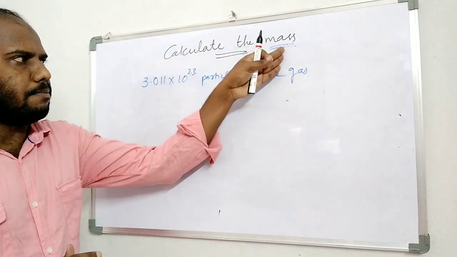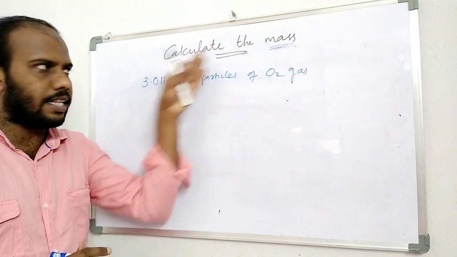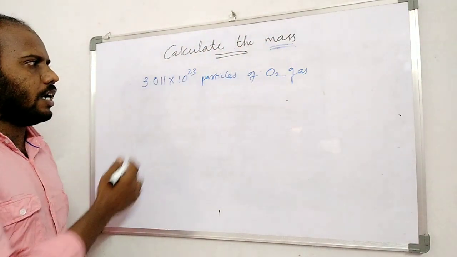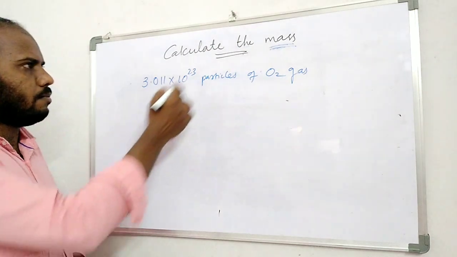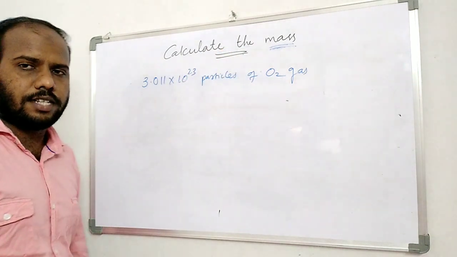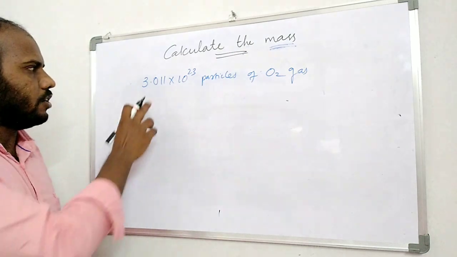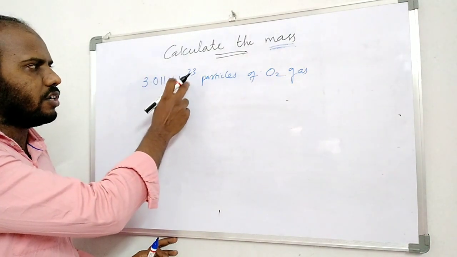Mass, particle relation. What relation happens here? Mass, particle relation. Second step, find its standard value. Here it is mentioned 3.011 into 10 to the power of 23.